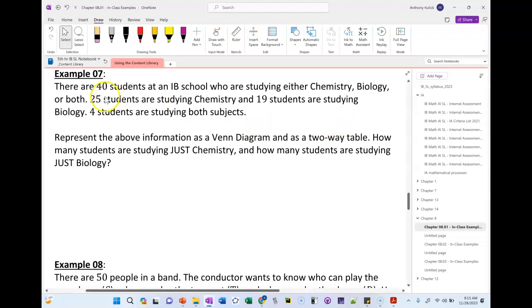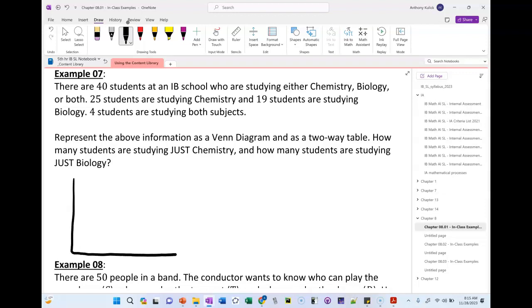Okay. There are 40 students at an IB school that are studying either chemistry, biology, or both. 25 students are studying chemistry, 19 are studying biology, 4 are studying both subjects. Represent the above information as a Venn diagram and as a two-way table. How many students are studying just chemistry, and how many students are studying just biology?